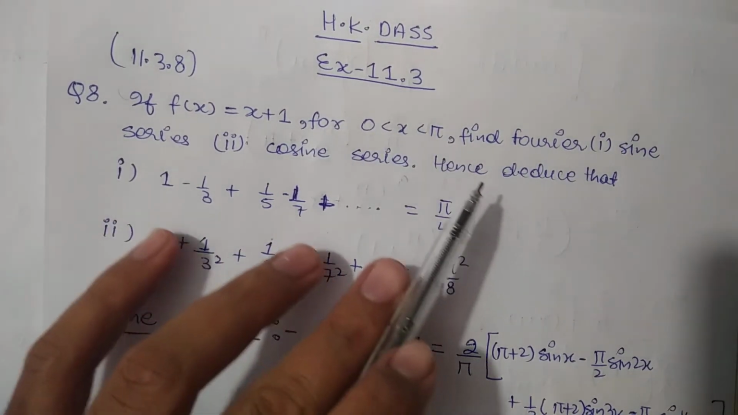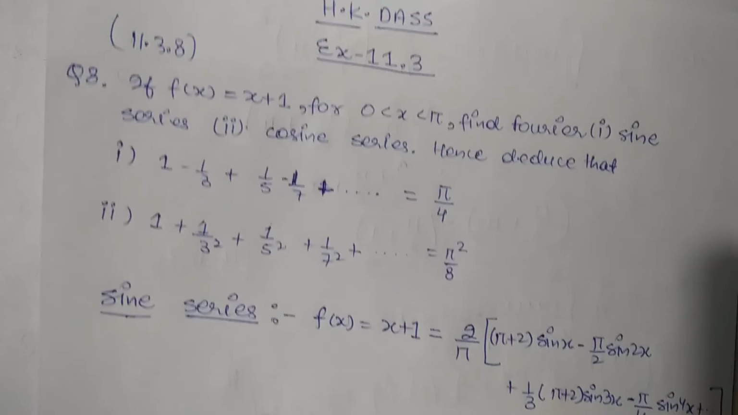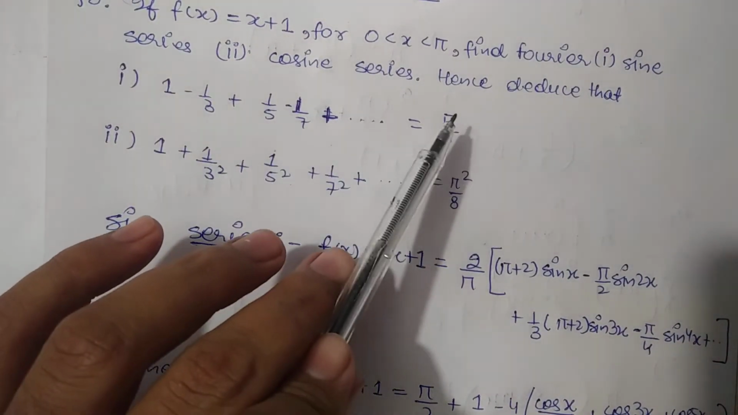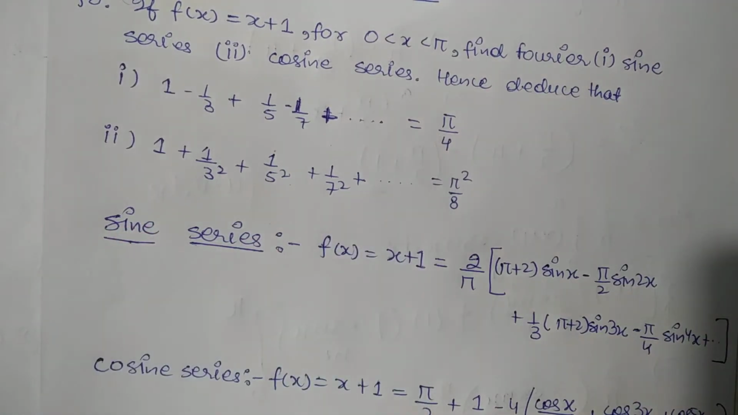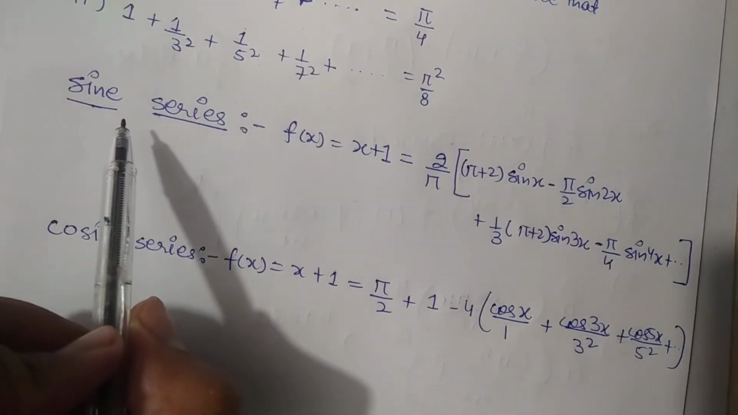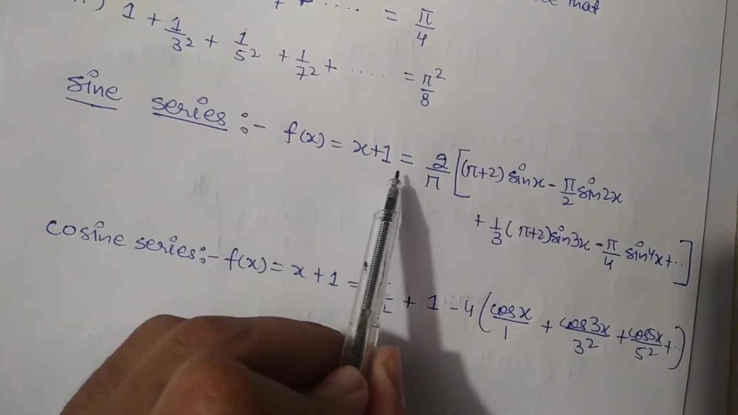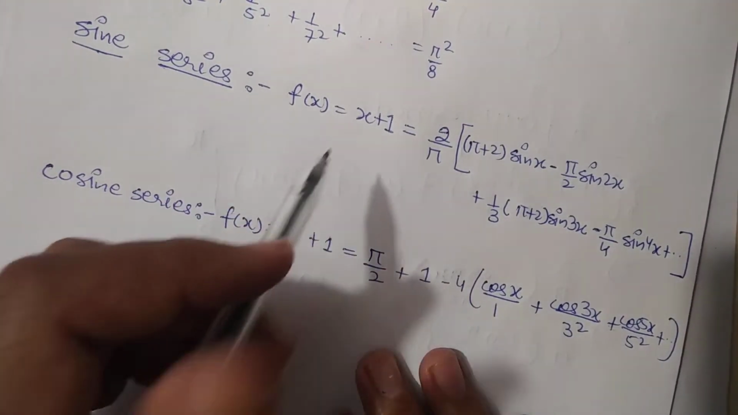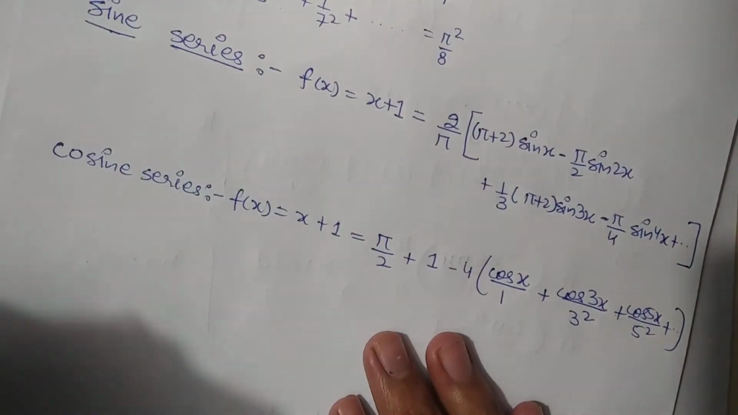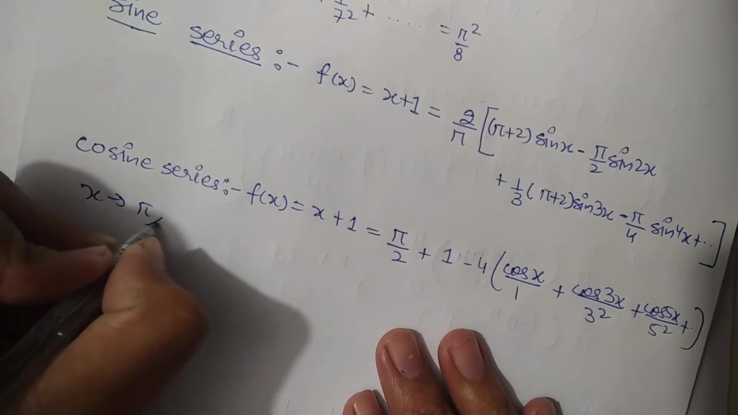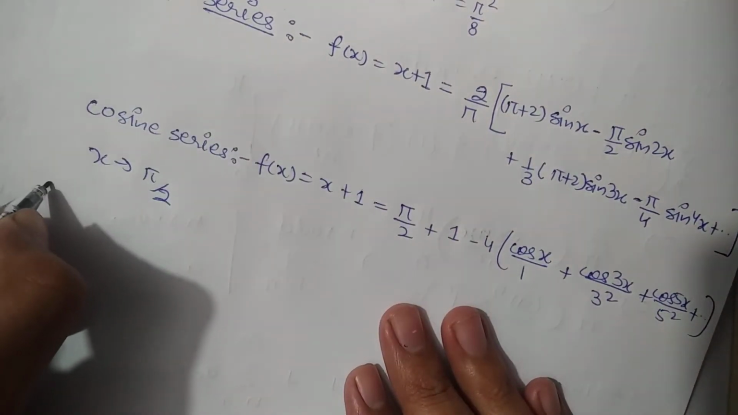Now in this video we are going to deduce this relation, that is 1 minus 1 by 3 plus 1 by 5 minus 1 by 7 up to infinity equals pi by 4, and the second relation is this. Earlier we had found that the sine series of this function can be represented by this formula. Now if I put x equals pi by 2 in the sine series only, then we will get its value just like that.